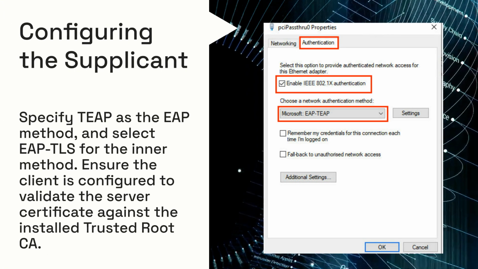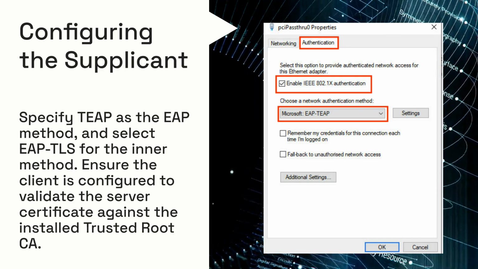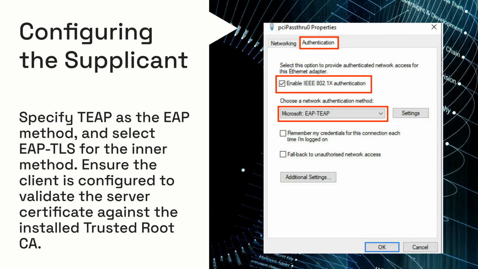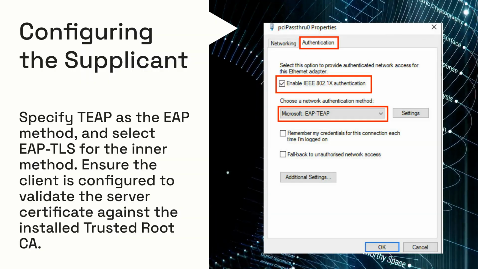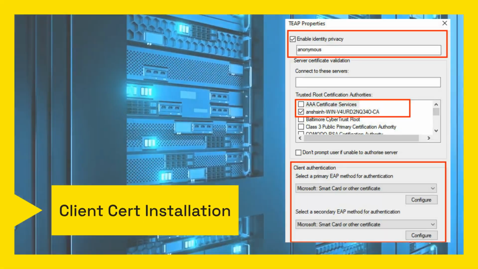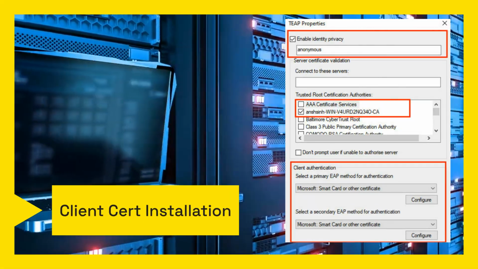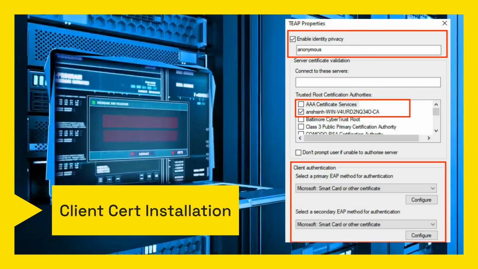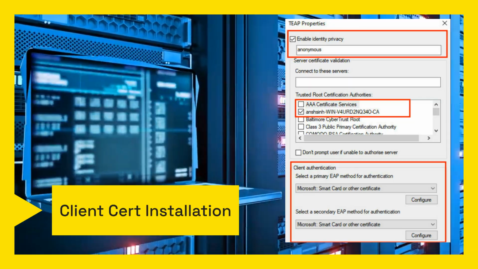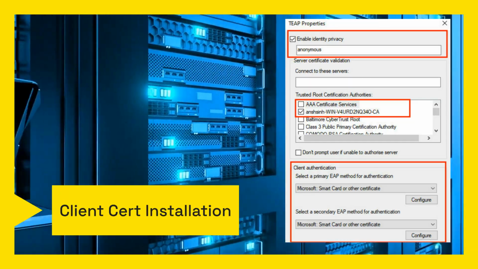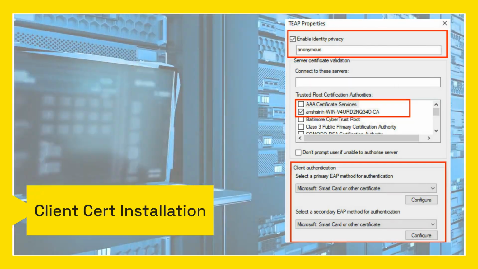On the client side, configure the network connection to use TEAP, specifying EAP-TLS as the inner method, and making sure it knows which client certificate to present. The client certificate and the trusted root CA must be installed on the end user device. Without the client certificate, EAP-TLS authentication will fail, and without the CA, the server certificate cannot be validated.